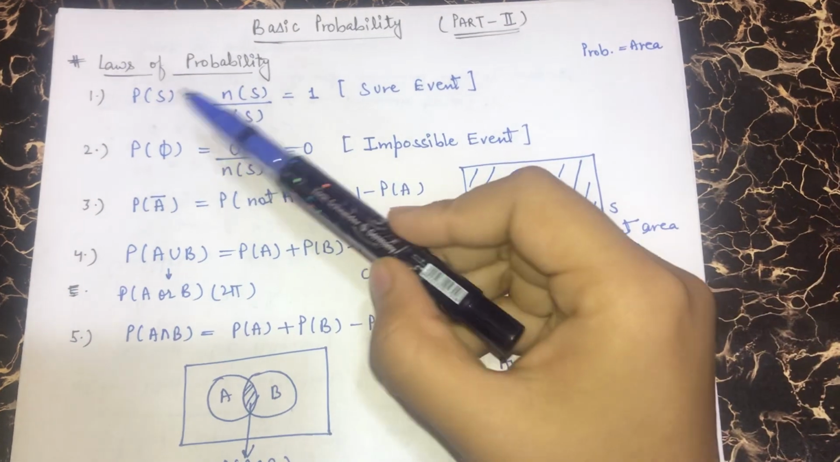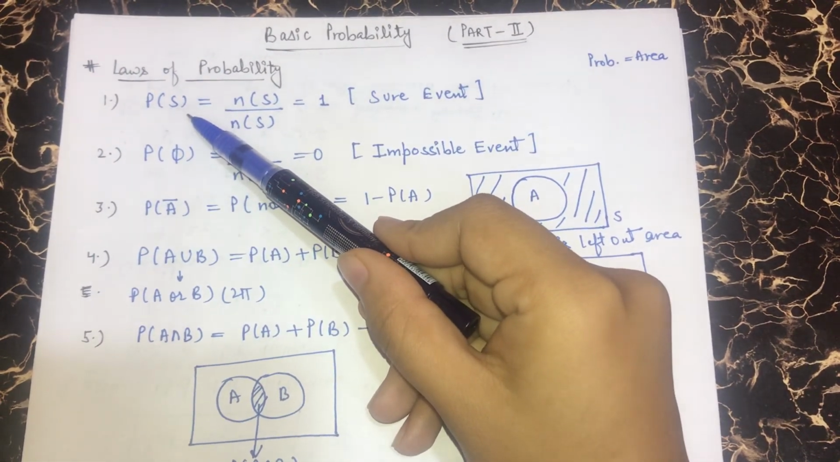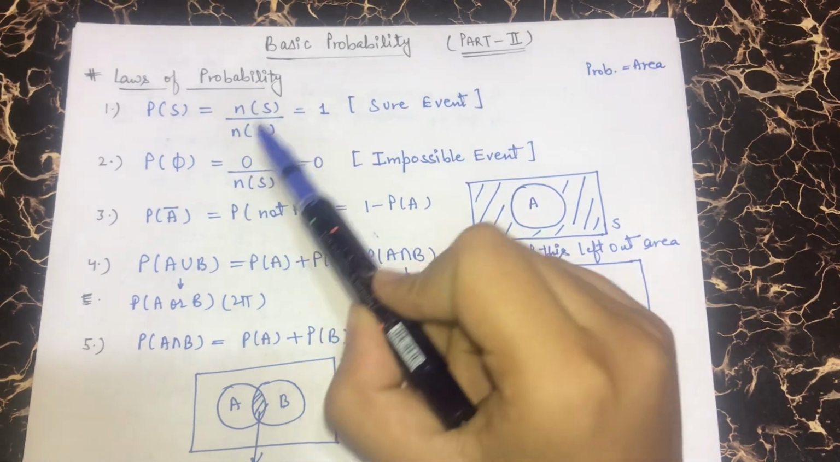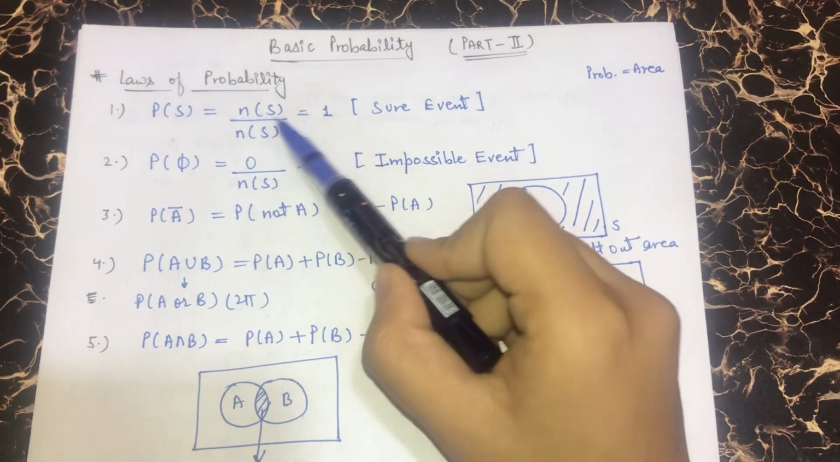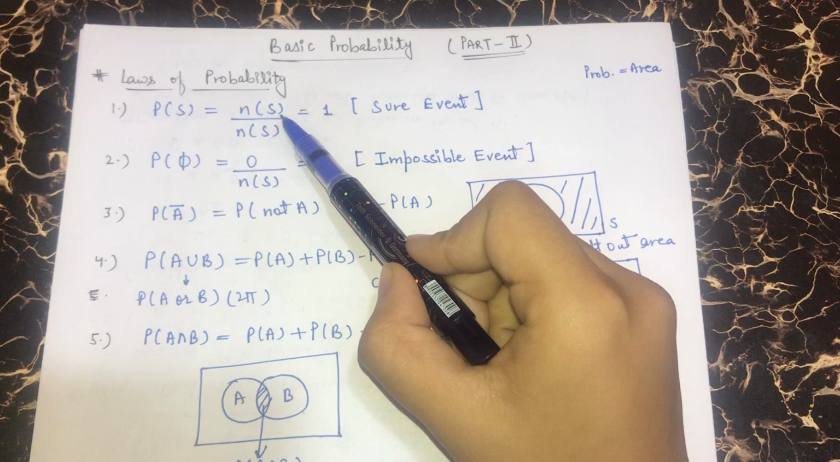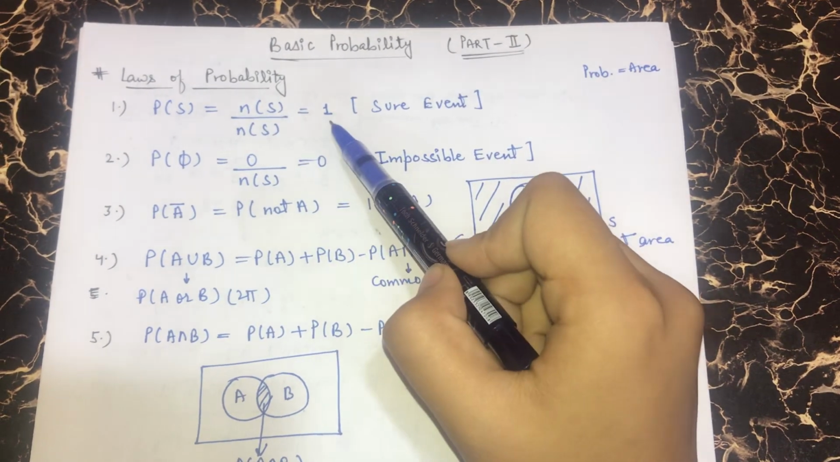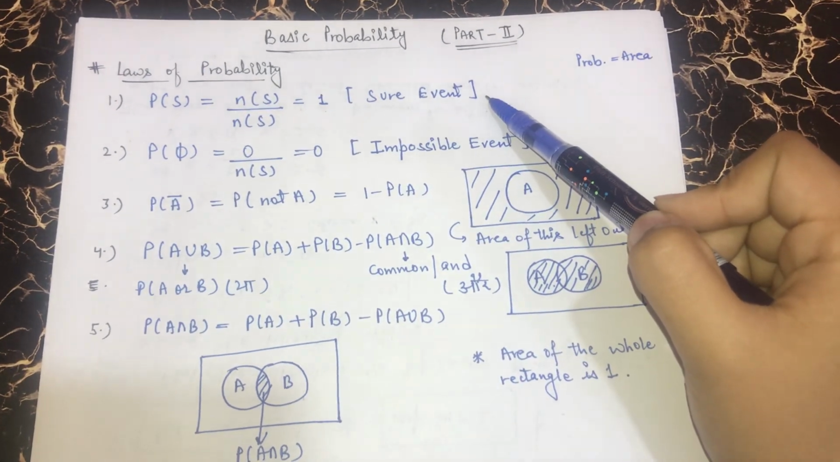So first goes like probability of S. Did you remember what S was? It was the sample space which I have discussed in part 1. So probability of S is nothing but n(S) divided by n(S). Like if the favorable outcome is the full total set only, then their ratio will equal 1, which will be called a sure event, which we discussed in our part 1 as well.